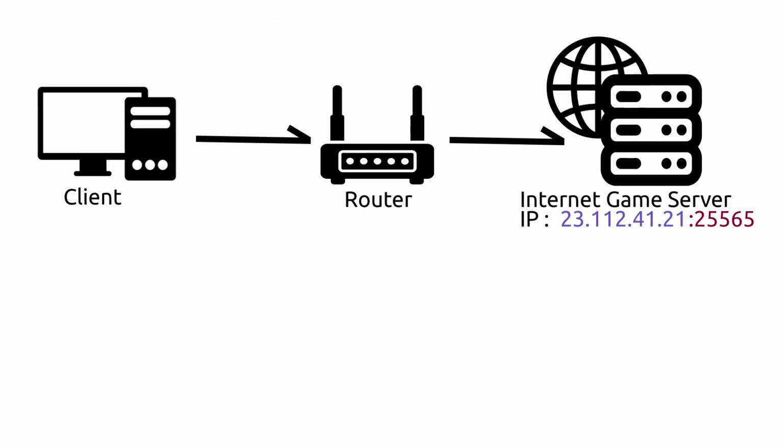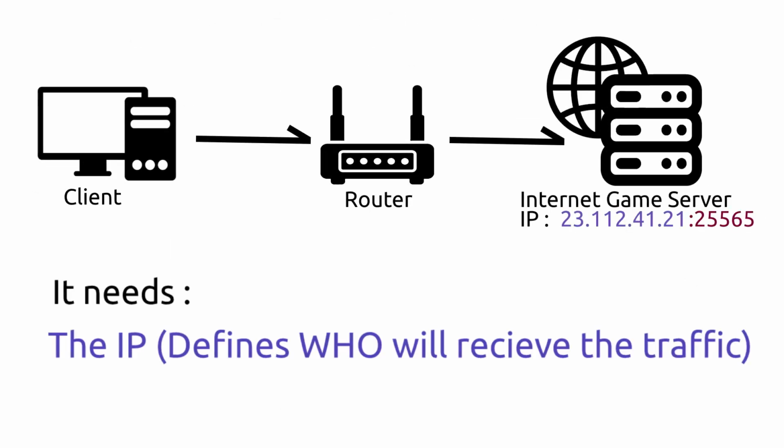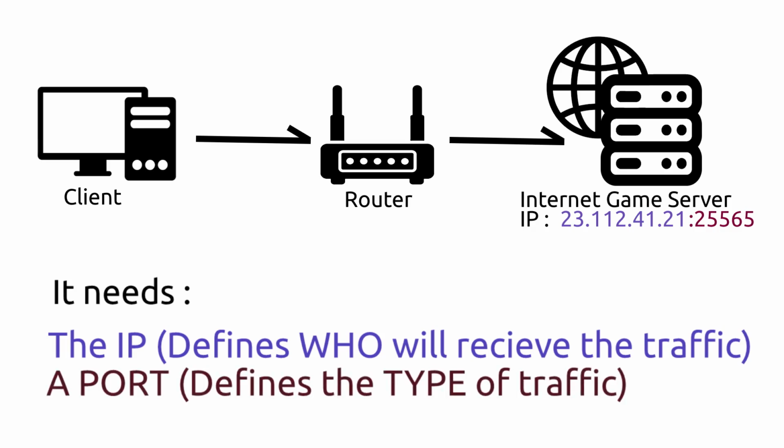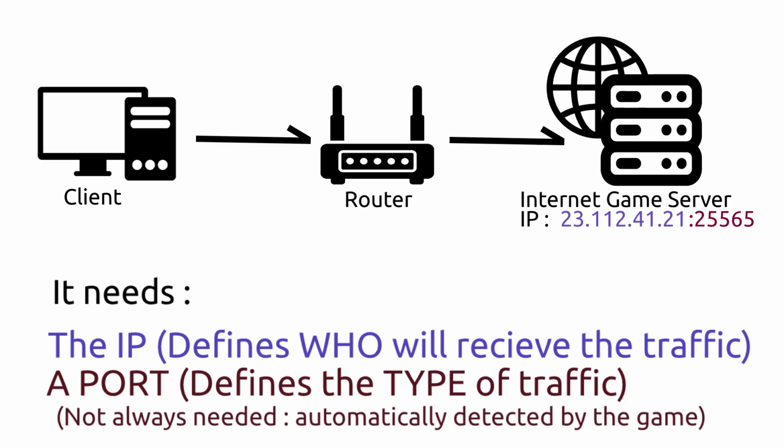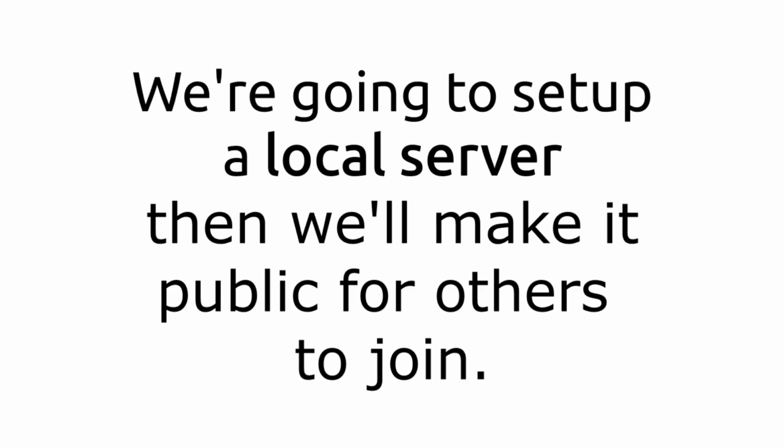So for a client to connect to a game server, it needs the IP address of the server, which defines who will receive the traffic, and a port, which defines what type of traffic our server will receive. Here we're going to set up a local server. A local server is only visible to the local clients, and it is not visible to internet users. We'll make the server available to internet users later in the video.